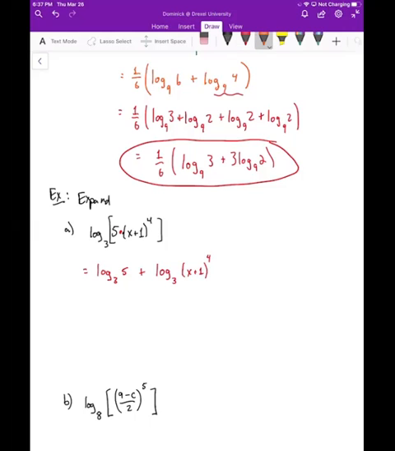So now the 5 we can't do anything with. 5 is prime, but in this one we can bring the 4 down by the power rule. So we have 4 log base 3 of x plus 1. So it looks like our final answer is log base 3 of 5 plus 4 log base 3 of x plus 1.